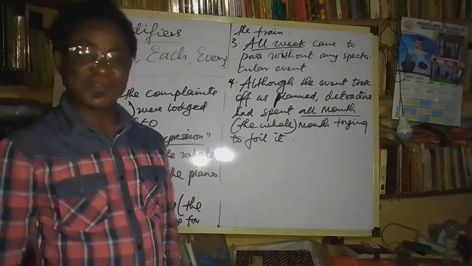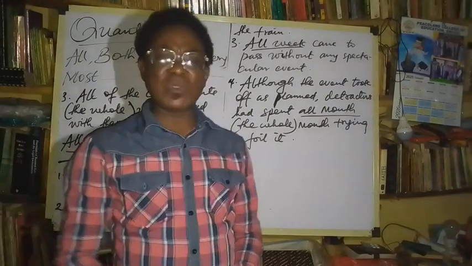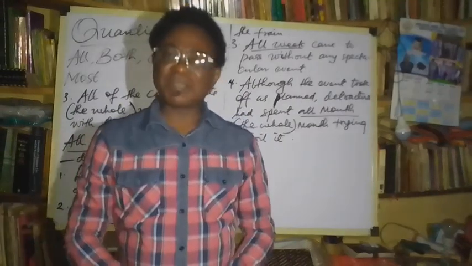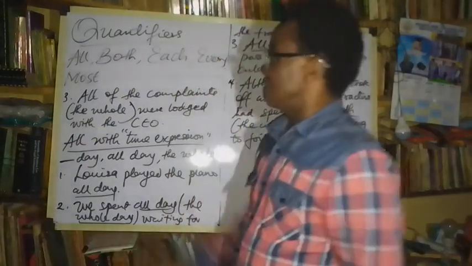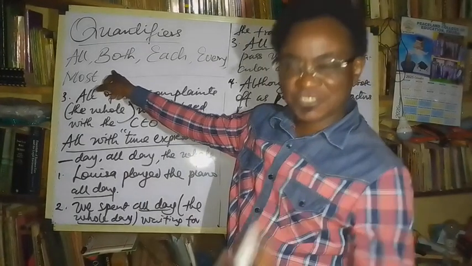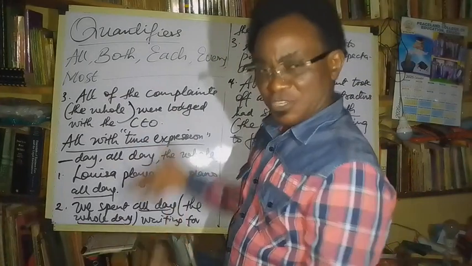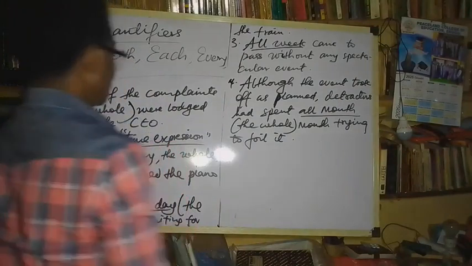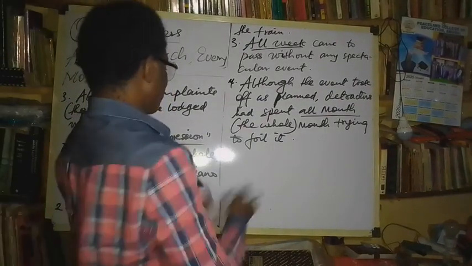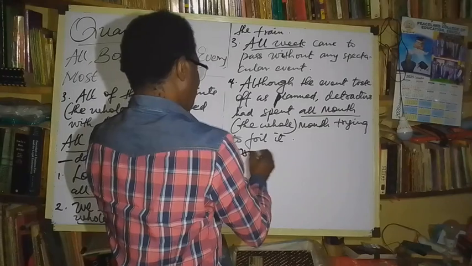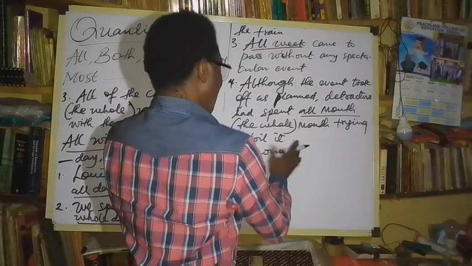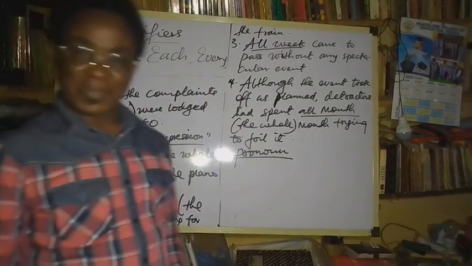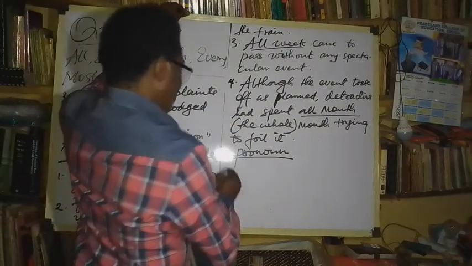And so, in this way, we've been able to give details of how to use all effectively as a determiner. That is, as an adjectival word introducing nouns in sentences. But it can also be used to function as a pronoun. As a pronoun, that is, all as a pronoun. Let me give you an example.